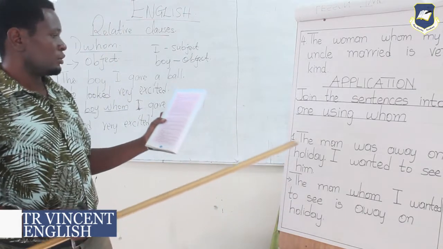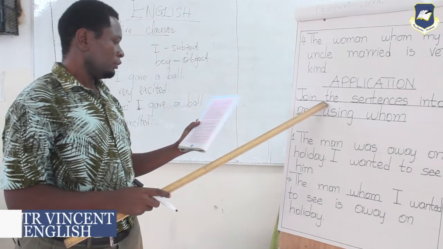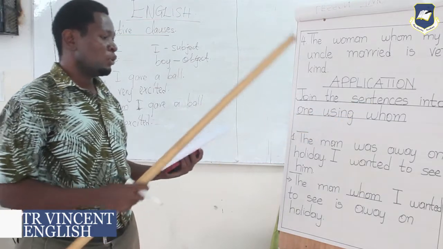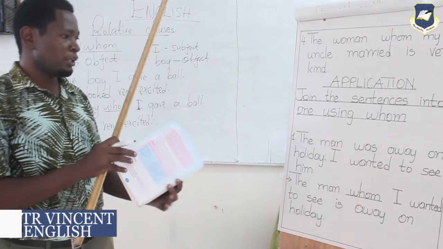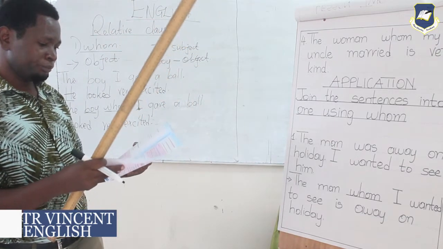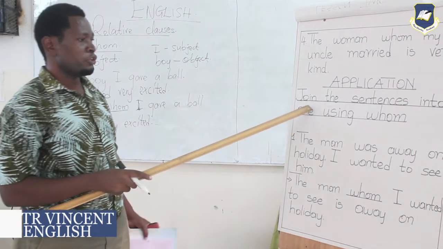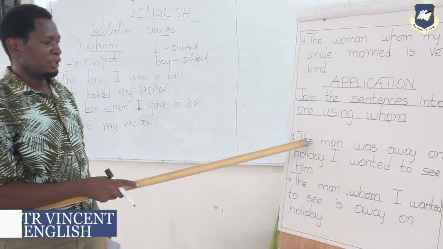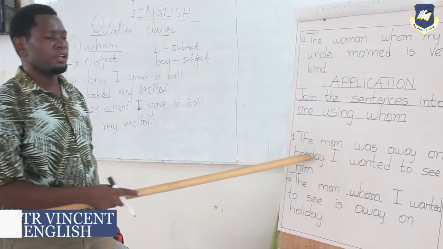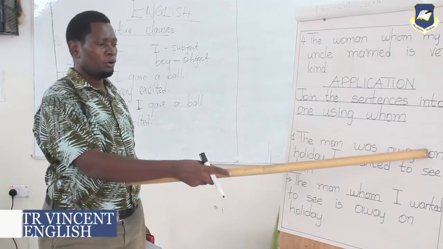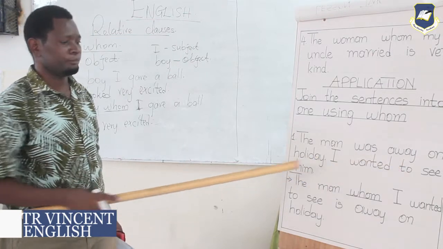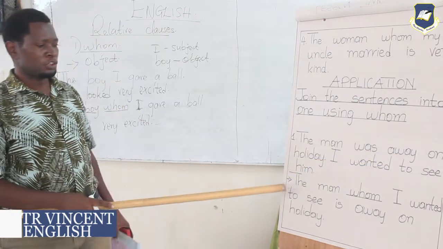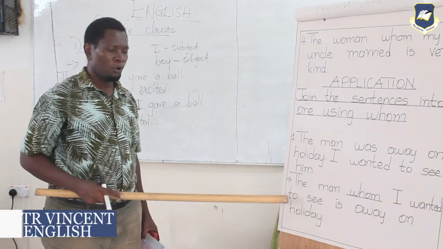The instruction is to join. You are asked to join the sentences into one using the word whom. Number 1 reads, join the sentences into one using whom. Look at number 1. The man was away on holiday. I wanted to see him. So, as one sentence, using whom, what are you going to say?